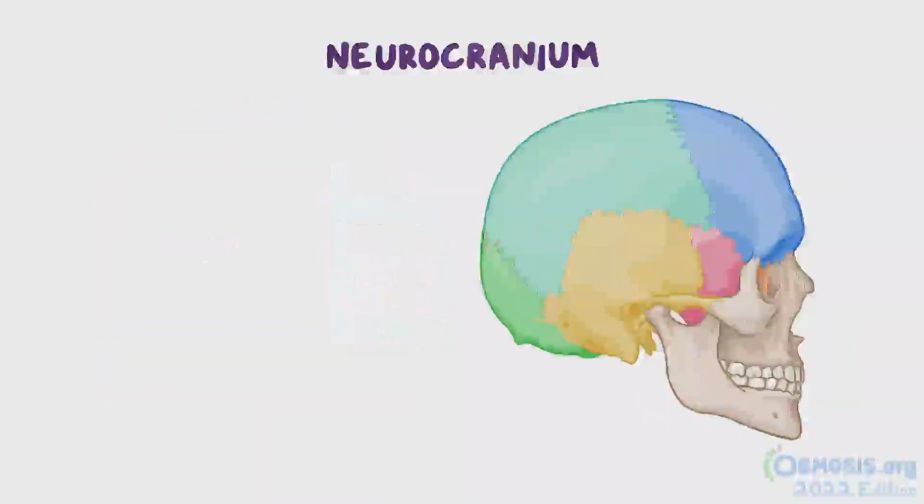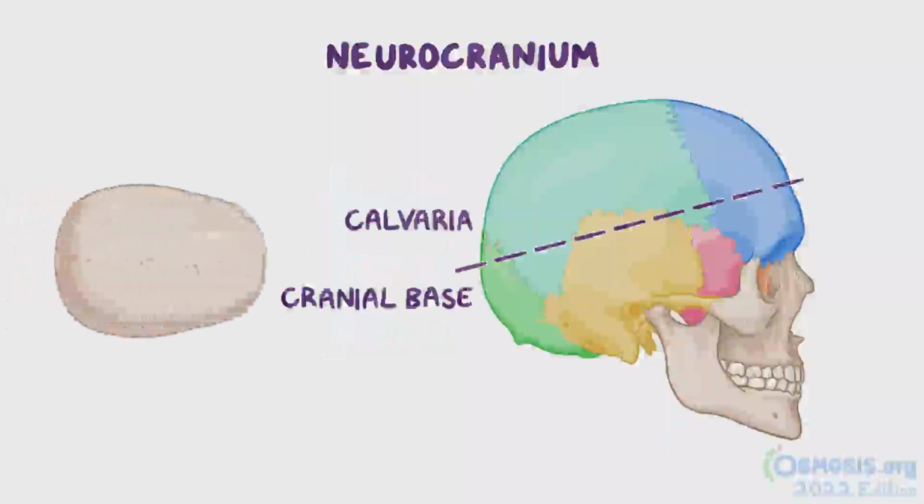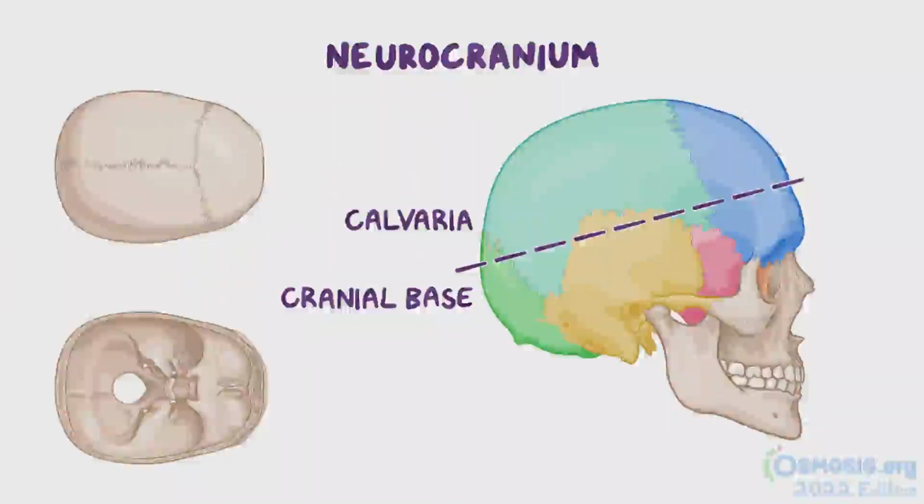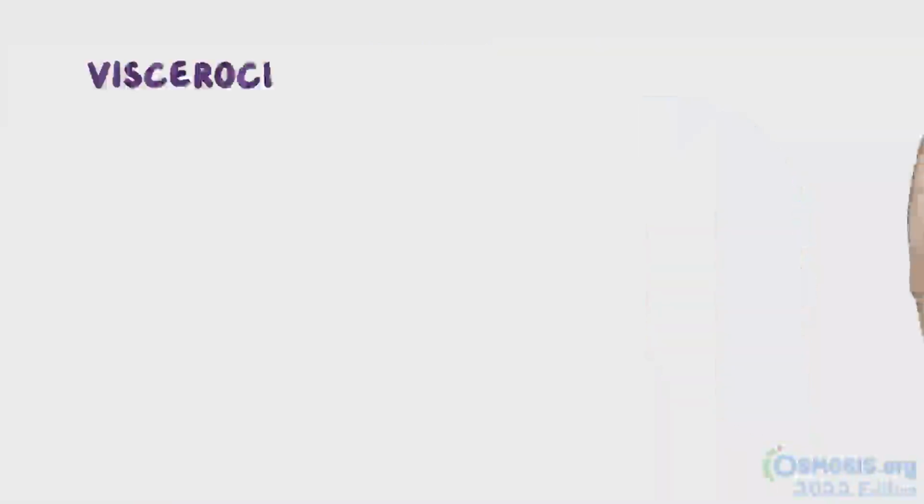In addition, the neurocranium can be further divided into the calvaria, or skull cap, and the cranial base, which would be like the roof and the floor of the neurocranium, respectively. The cranial base is where the foramen magnum is found, where the spinal cord is continuous with the brain. Alright, so let's get started with the bones of the viscerocranium.